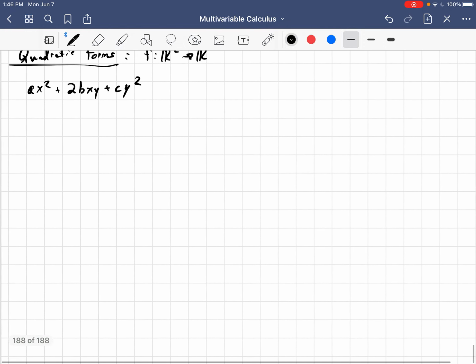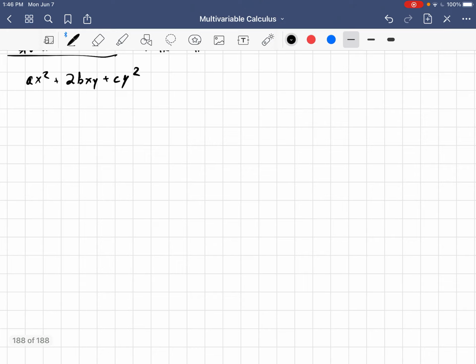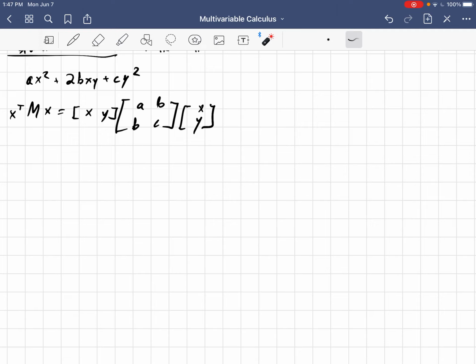Now, the quadratic form in a higher number of dimensions is usually, well, I'll show you, here's how it's represented in this particular two-dimensional case. It's represented as the transpose of a vector x times some matrix M times that same vector x, which we think of as a matrix in general. So that would be x, y by the matrix A, B, B, C times the vector, which is really a matrix, x, y. And when you do this, you are going to get ax squared plus 2bxy plus cy squared.